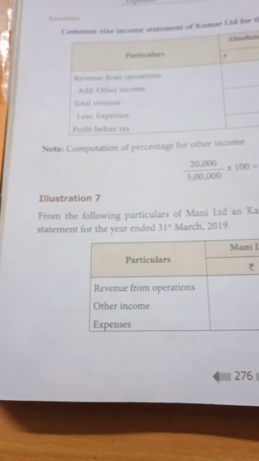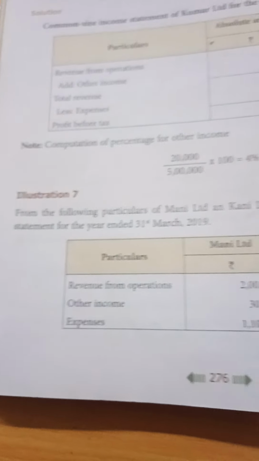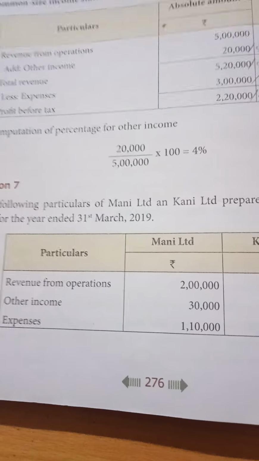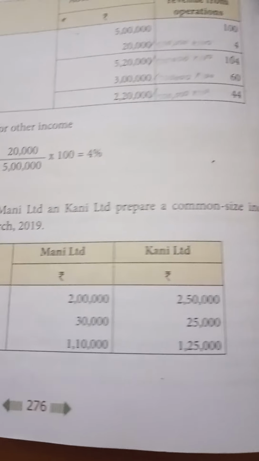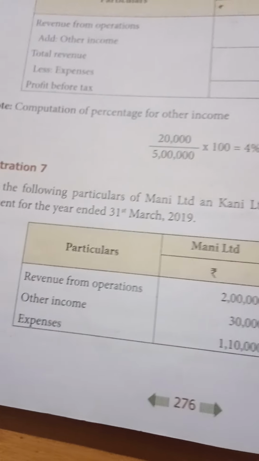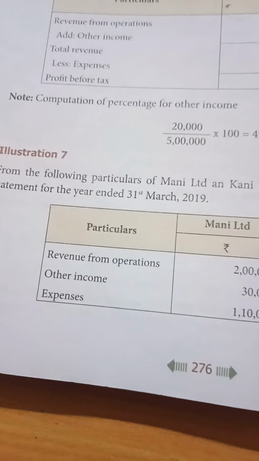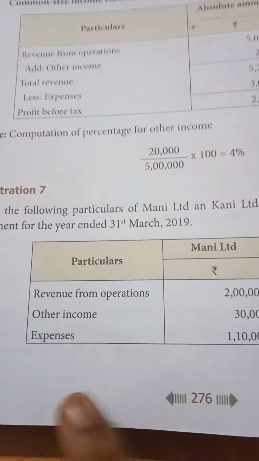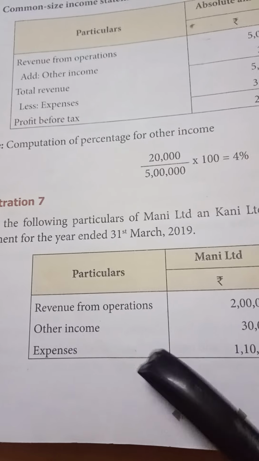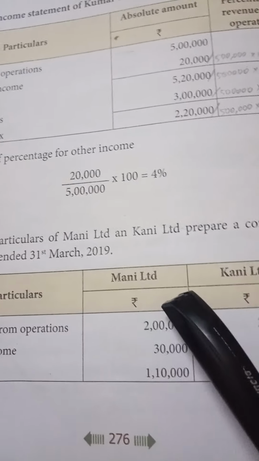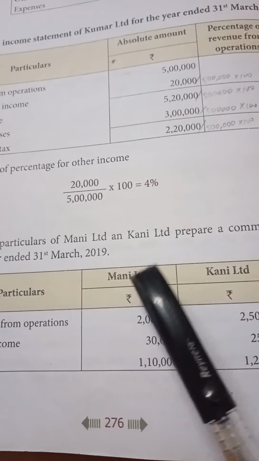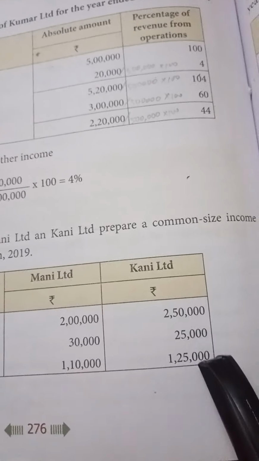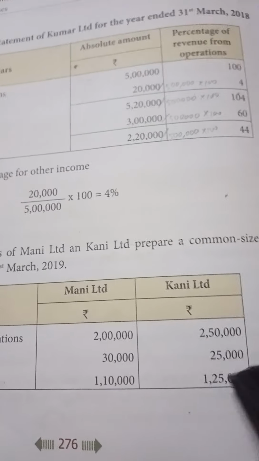Next, illustration 7. From the following particulars of Money Limited and Kani Limited, prepare a common size income statement for the year ended 31st March 2019. So here also you have your revenue from operations, other income and the expenses. First column is for Money Limited and the second column is for Kani Limited.